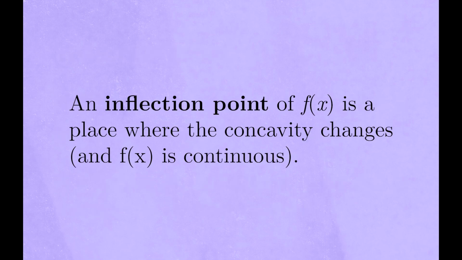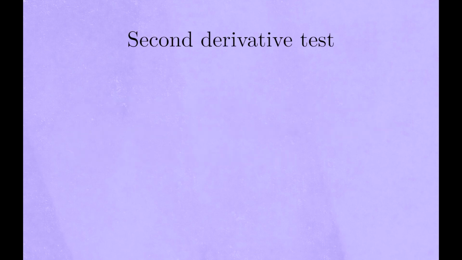An inflection point of f of x is a place where f of x changes concavity, i.e. goes from being concave up to concave down, or the other way round. Also, as a technical point, we require that f of x is continuous at an inflection point. The second derivative can also be used to classify critical points.